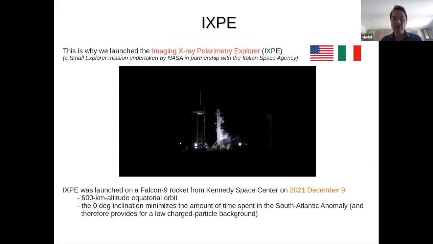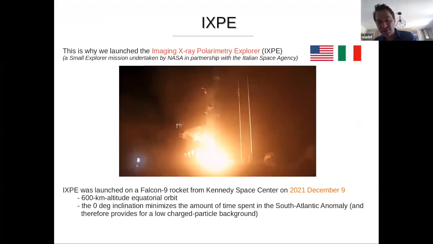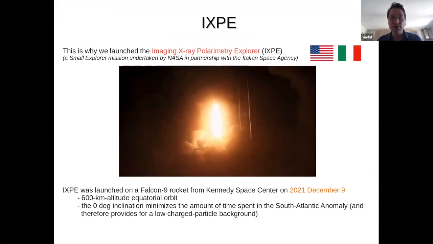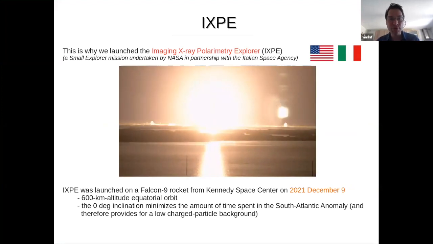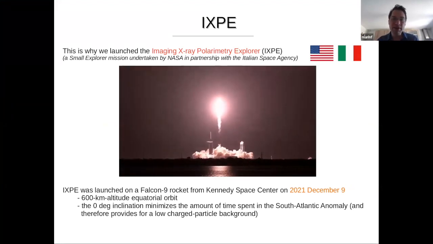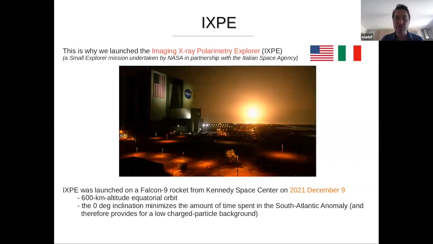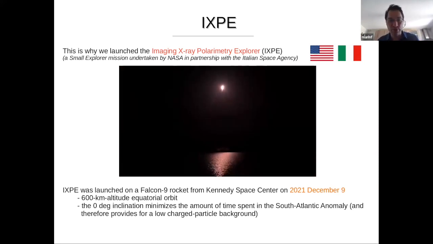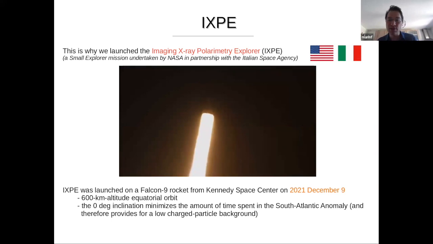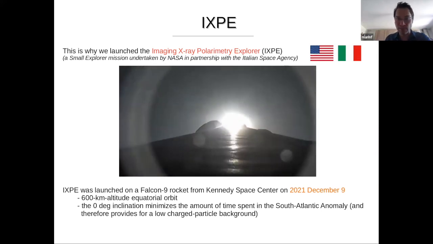On December 21st, 2021, we launched the IXPE mission, the Imaging X-ray Polarimetry Explorer, which is a small explorer mission undertaken by NASA in partnership with the Italian Space Agency. You see the launch that happened 2 years ago here. It was launched on a Falcon 9 rocket from the Kennedy Space Center to an altitude of 600 kilometers in equatorial orbit. It has a 0 degree inclination to minimize the time spent above the South Atlantic Anomaly, so that we have the minimal particle background in the detector. The launch was successful and everything has been up to date.